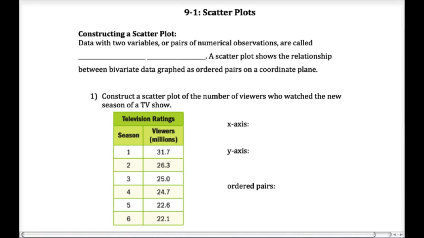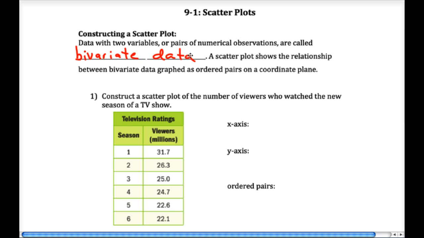All right, scatter plots. We're talking about data with two variables. Guys, what's the prefix that two usually means? Bicycle. Bi, right? Two variables or pairs of numerical observations are called bivariate. That's the new word I learned, guys. The prefix bi means two, and variate is just a form of the word variables. We're talking about bivariate data.